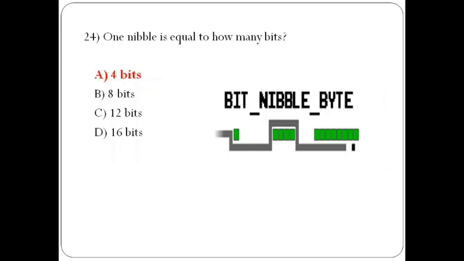1 nibble is equal to how many bits? 1 nibble is equal to 4 bits, whereas 8 bits is nothing but 1 byte.